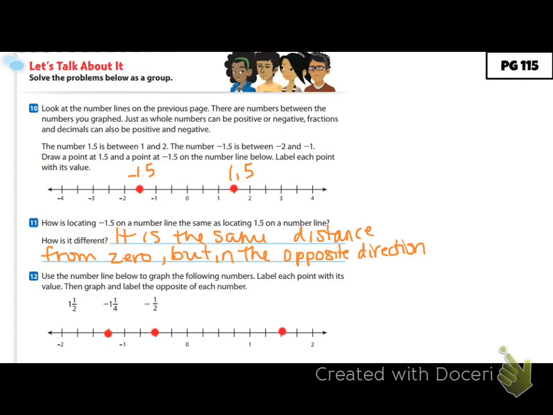Then our opposites would be, if -½ is halfway between 0 and -1, then positive ½ would be halfway between 0 and 1. If negative 1¼ is one line past the negative 1, it would be one line past the positive 1. And then if 1½ is halfway between 1 and 2, negative 1½ would be halfway between negative 1 and negative 2.